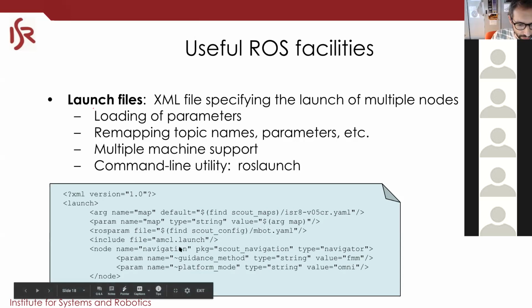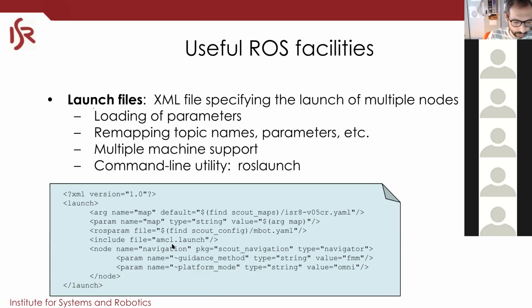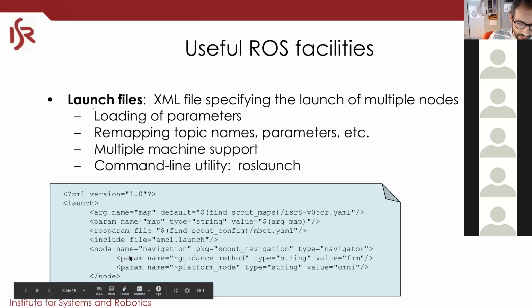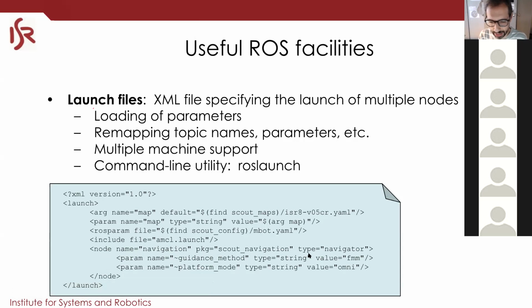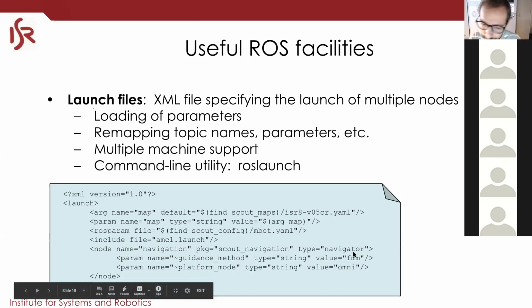Okay. So you can do input. In this case, it's include AMCL, which is the localization system that comes with ROS. And here is how you specify one node. It's node, the name of the node, navigation, the package where that node is, and the only counterintuitive thing is that the name of the executable is called type. Don't ask me why, some historical reason, but this is the name of the executable. So this launches a node named navigation that lives in the package called navigation, and the executable is called navigator.